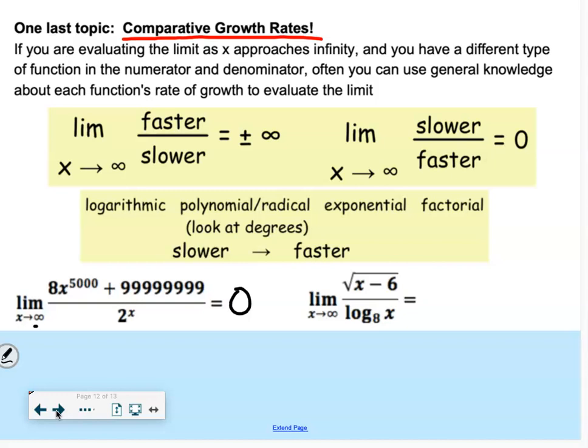For this guy, we have a radical over a logarithm. Which one grows faster? The radical grows faster. So no matter what the base of the log is, doesn't matter if it's log base 8 or log base 826, the radical's still going to grow faster. This guy's going to infinity.